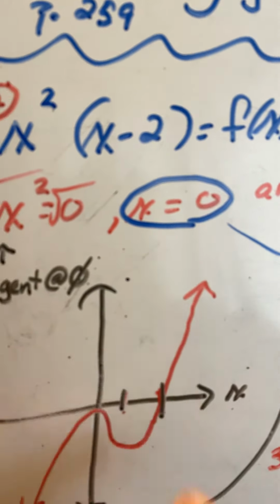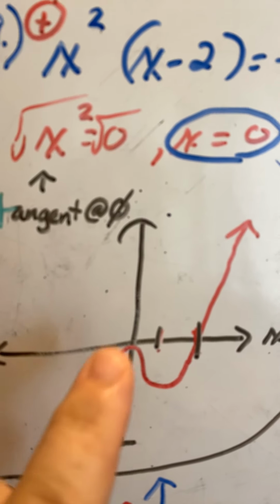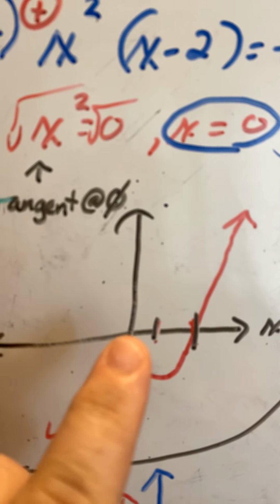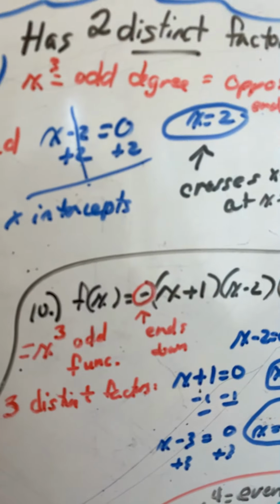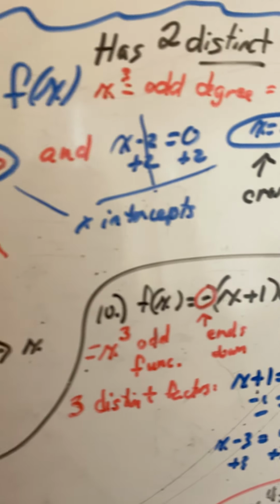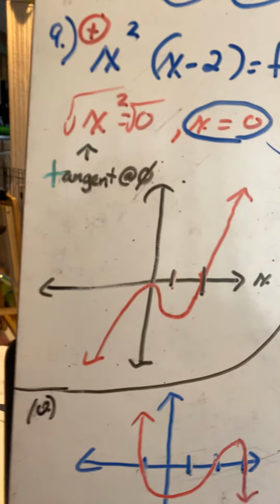So I'm starting on the bottom, and I'm going to go up. It does a little loop-de-loop, and right here at 0, it is tangent. So it's just going to touch in that one point. It's going to come back down again, and it's going to pierce the x-axis where x is positive 2. And again, where we got that was part of the given function. All right, and that's it for number 9.